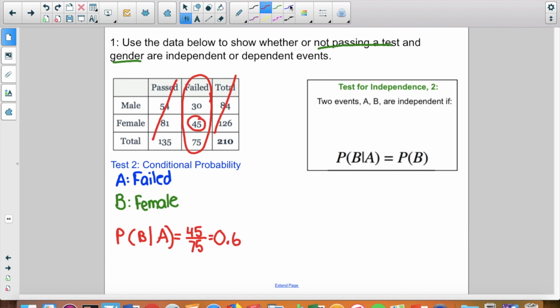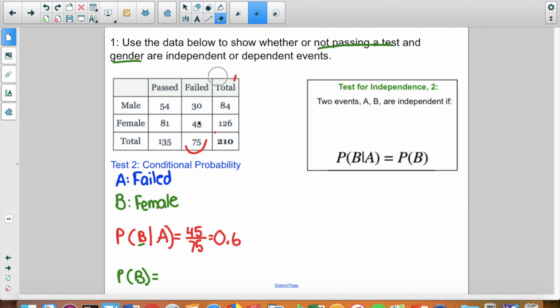0.6. Now what we can do is see if this is equal to the probability of just B, because that's what's going to tell us if we have independent or dependent events. So I'm going to erase this so I can find the probability that we have a female. Now, we're not limiting our sample space here. We don't have a given, so we look at the absolute total. So this is going to be over 210.